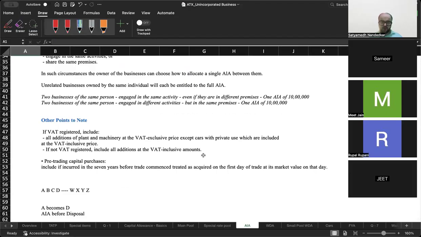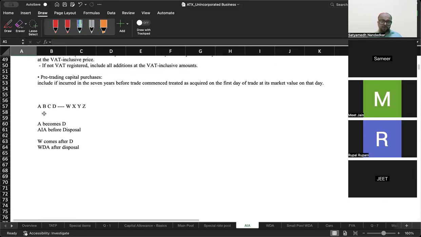with private fuel which are included at the VAT inclusive price. Okay. If not VAT registered include all additions at the VAT inclusive amounts, naturally then there is no choice either. Now remember one thing.